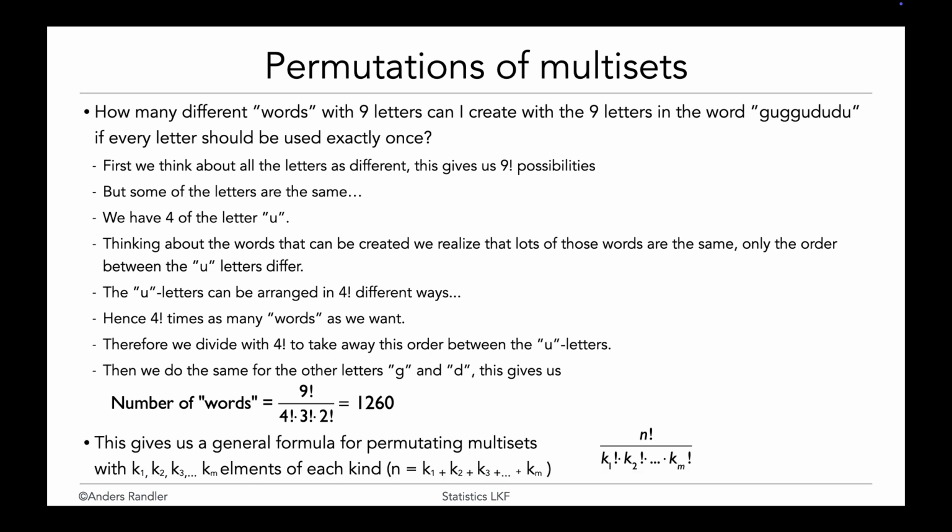This gives us a general formula for permutating multisets. So if I have in total n, but I have k1 of one character, k2 of another character or object, and so on, and I want to know the number of permutations of this multiset, I can use this formula, which is easiest remembered by using this small example. And now for something that we will use in the distribution part.